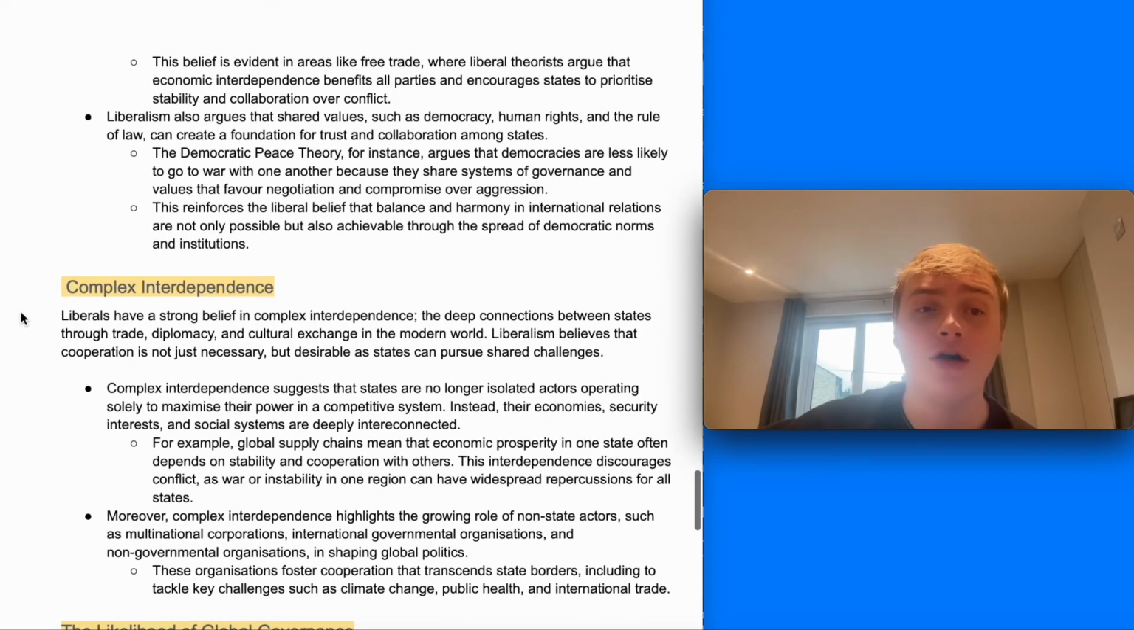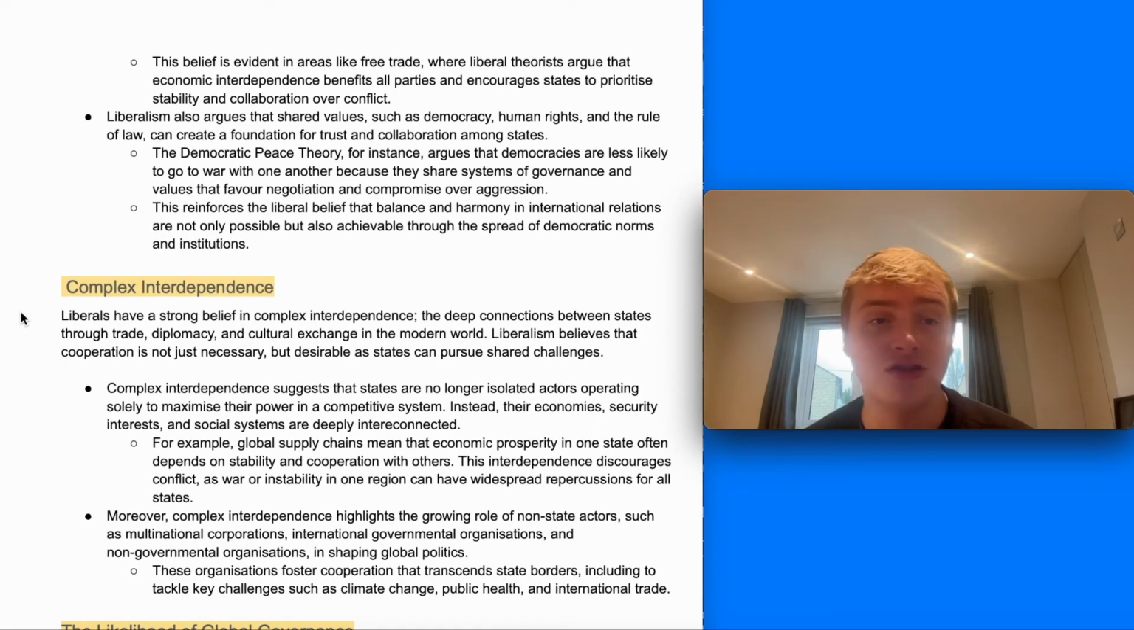Liberalism also argues that shared values such as democracy, human rights, and the rule of law can create a foundation for trust and collaboration among states in the international community. They don't always naturally have to distrust each other and therefore lead to competition and second guess each other, as realists argue in the security dilemma. The democratic peace theory, for example, argues that democracies are less likely to go to war with one another because they share systems of governance and values that favour negotiation and compromise over aggression.